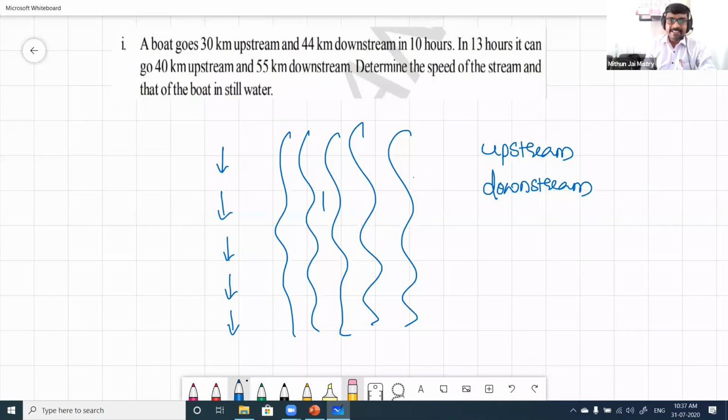If this boat is traveling opposite to the direction, going towards upside, like this, that is opposite to the direction of the flow of water, then let me remove the boat, otherwise you will laugh. If the boat is traveling in the opposite direction of the water, that is the opposite direction of the stream, then we call that the boat is traveling upstream. So this is the boat and this is the flow of water. They are in opposite directions.